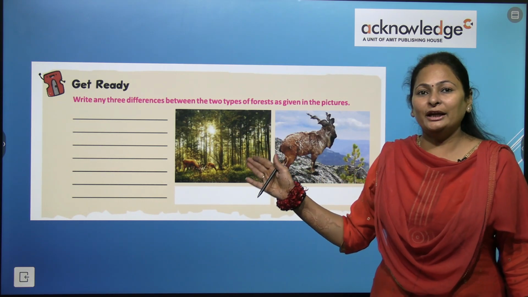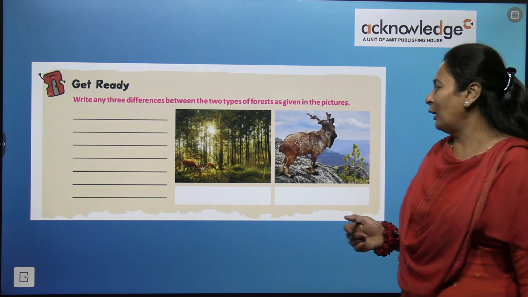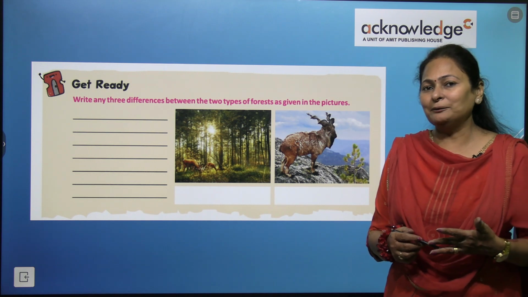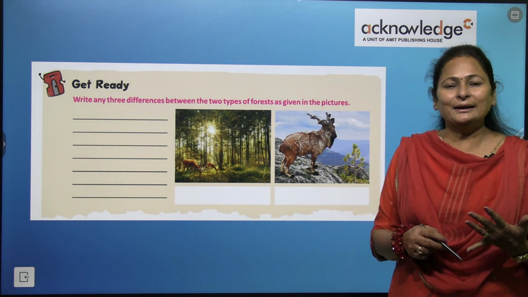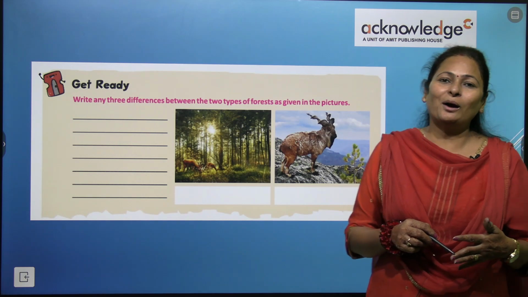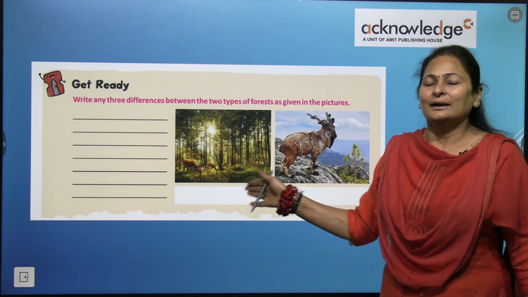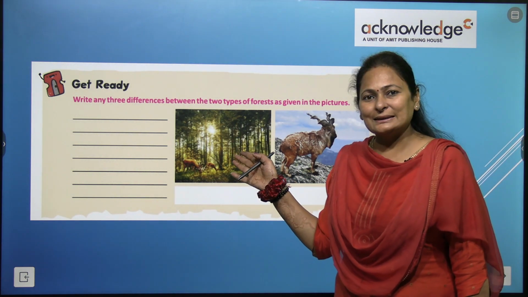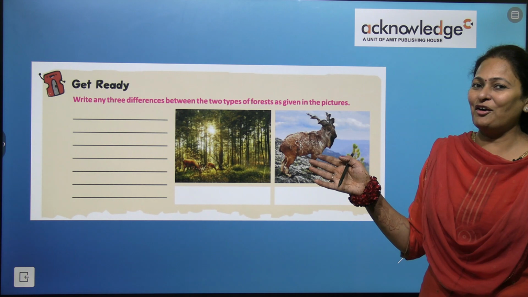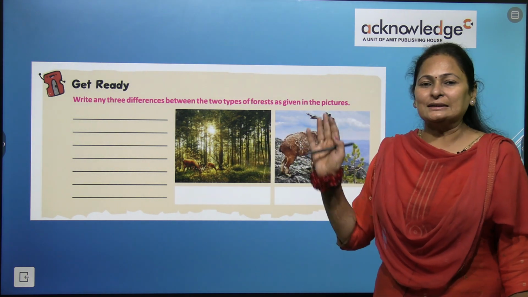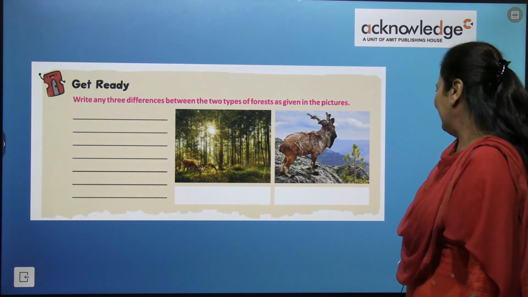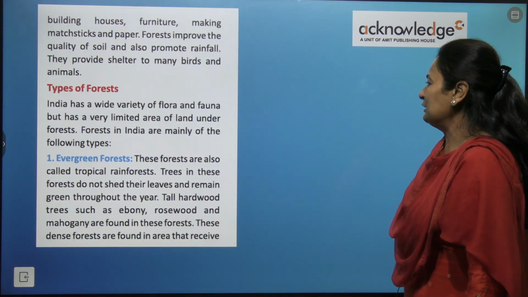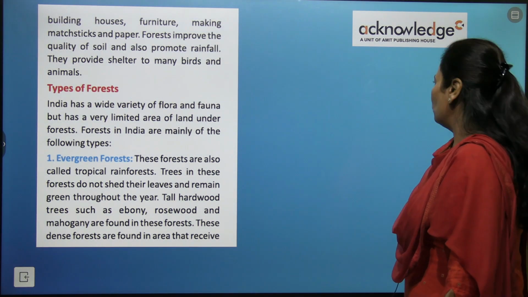These types of trees never shed their leaves throughout the year, and you'll find these forests in the Andaman and Nicobar Islands, the Western Ghats and Northeast India, right? Ebony, rosewood and mahogany are some examples. The other name of this type of forest is tropical forest, right? Have you understood? Good. Let's move to the next one.